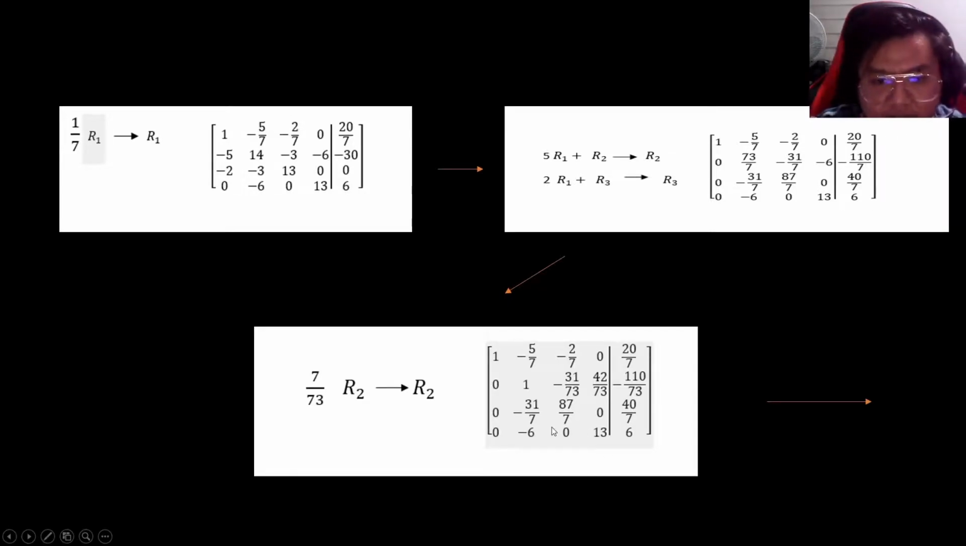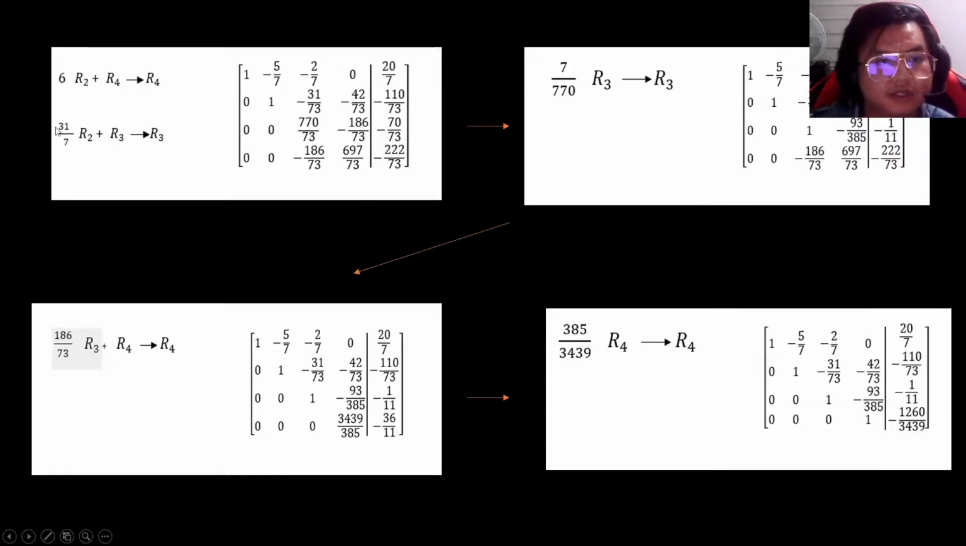Next, the third number here is already 0, and we need to make sure that the number in the second row is equal to 1 as well, since all the numbers need to be 1 constant diagonally. So we'll be using 7 over 73 multiplied with row 2 to replace row 2.